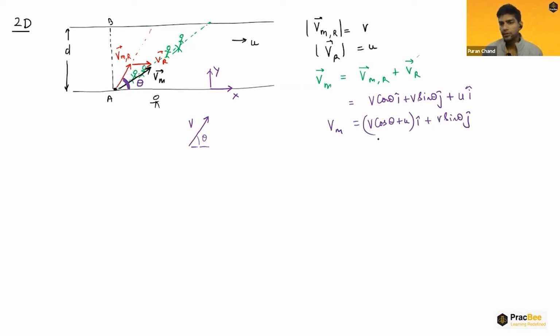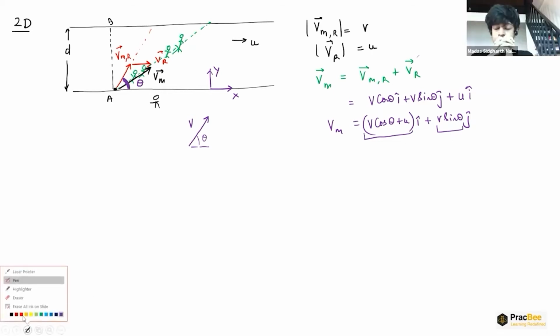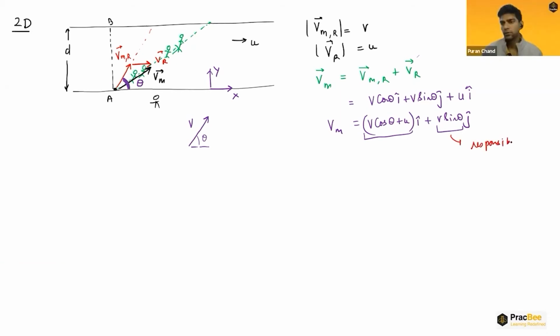Now you can see that it has two components, one in the x direction, another in the y direction. This y component will be responsible for crossing the river. This component provides drift, right? What is drift? Drift is this distance.